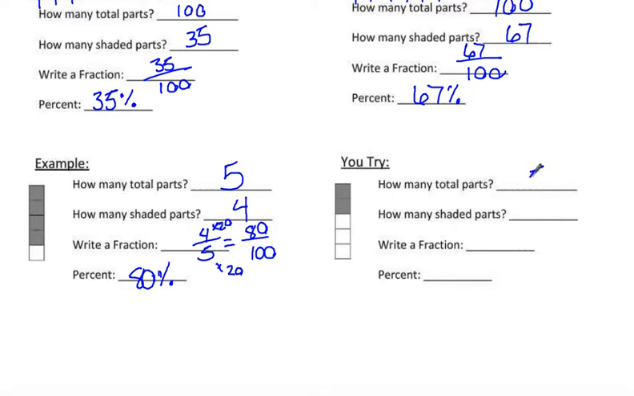So there's 5 total parts again, 2 shaded, so I have the fraction 2/5. Make it out of a denominator of 100. I have to multiply 5 times 20. Whatever I do to the bottom, I must do to the top. 2 times 20 gives me 40. So the percent is 40%. All right, let's look at the next page.